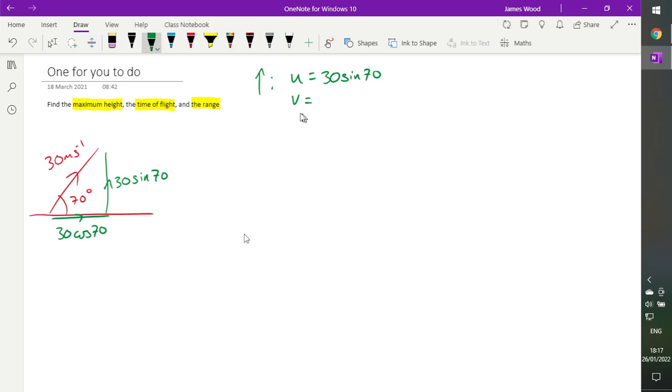The final velocity, because we're looking at the maximum height as the top of this arc, so at the top V is 0. A is minus 9.8, because gravity acts vertically and pulls it down. It's trying to slow it down, so it's negative. And we want to find S.